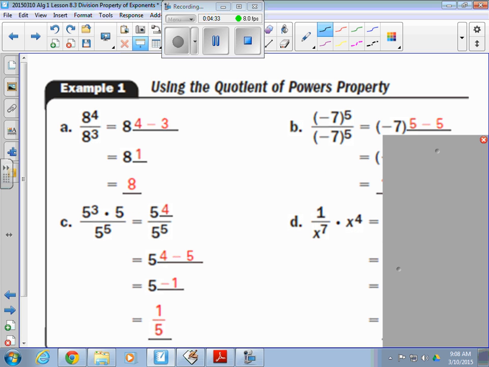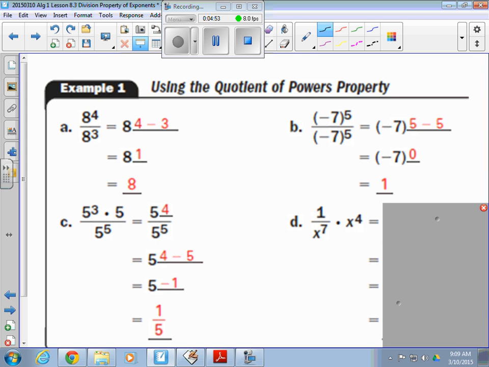B says negative 7 to the 5th divided by negative 7 to the 5th. Same bases, both of them are negative 7. So subtract the exponents 5 and 5. You get negative 7 to the 0 power. We know anything to the 0 power is 1.